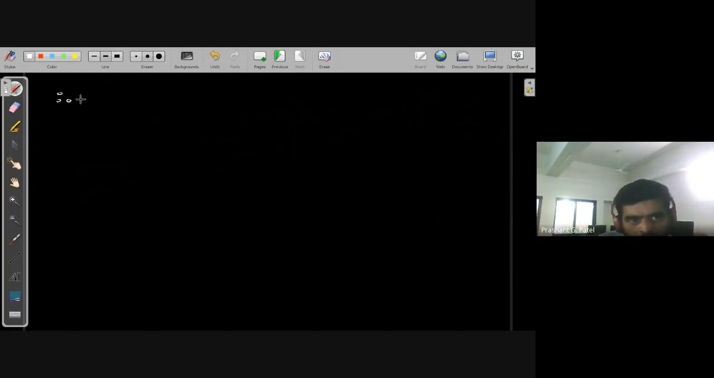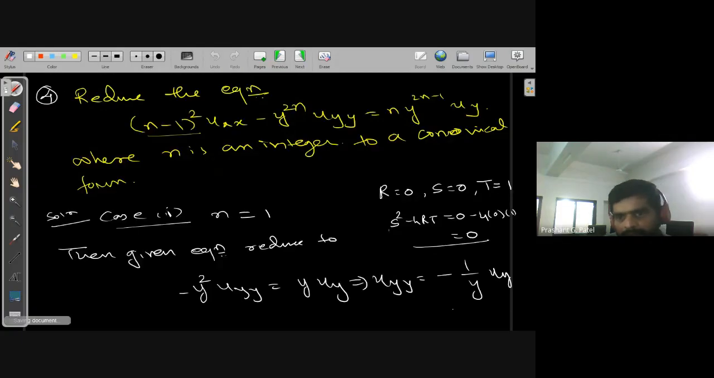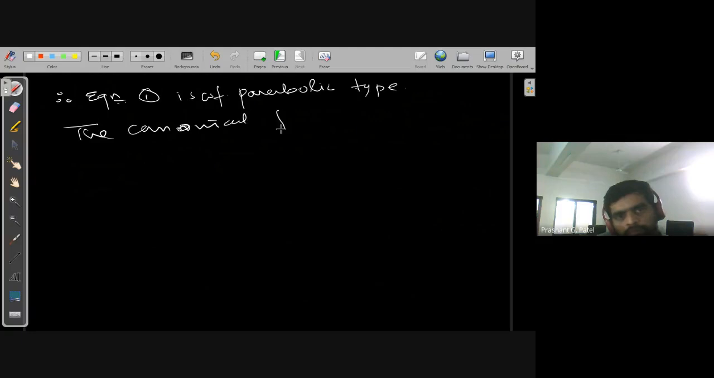So the given equation 1, that is this, is of parabolic type, and the canonical form is u_yy = -(1/y) u_y.